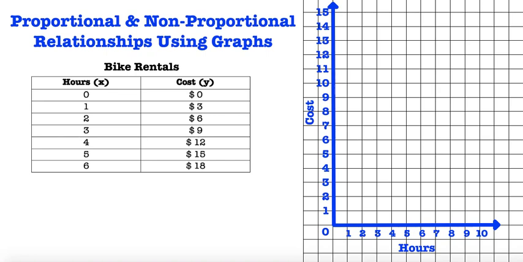Hello, mathematicians. Today we're going to be learning about proportional and non-proportional relationships using graphs. So here we have a table that represents the relationship between hours and costs of bike rentals. So here we have 0, 0, representing after 0 hours, the cost will be $0. We have 1, 3, representing after 1 hour, it'll cost $3. 2, 6, after 2 hours, it'll be $6, and so forth.